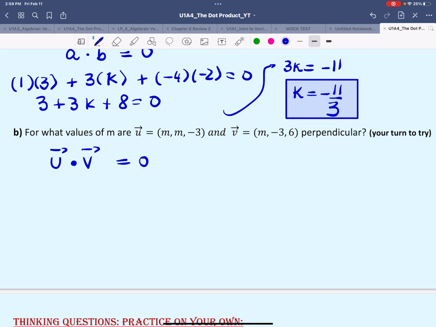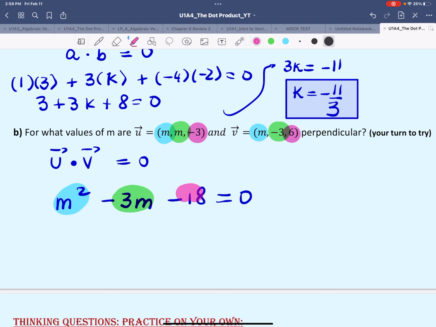So you'll multiply the x coordinates, m times m, that's m squared. And then we multiply the y coordinates, m times negative 3, so that's negative 3m. And last but not least, the z coordinates, 3 times 6. So that would be minus 18. And that must be equal to 0, we said.